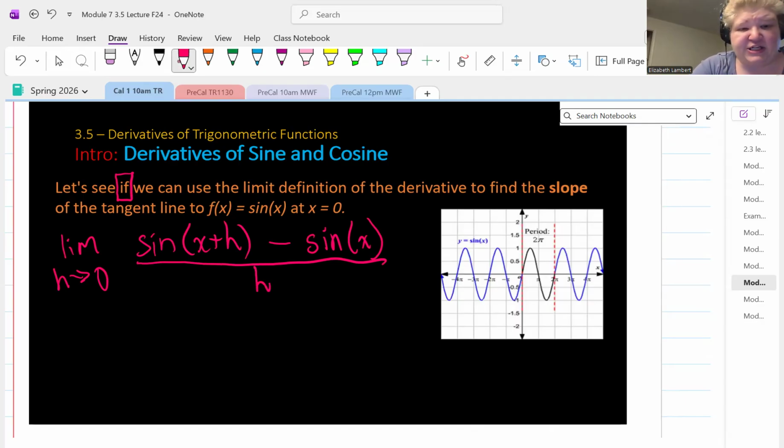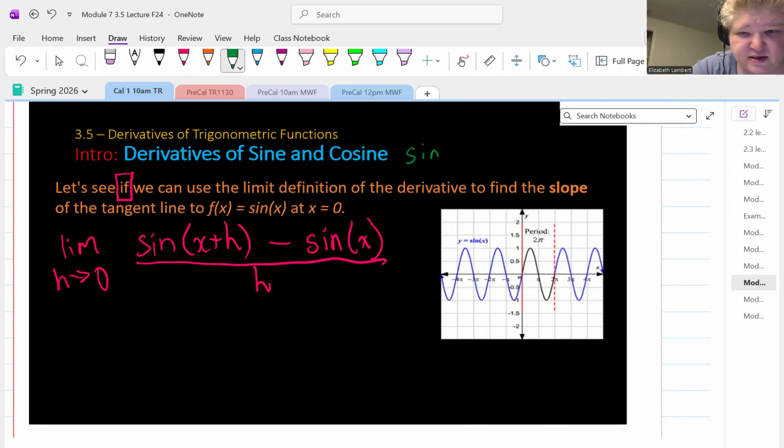So if I plugged in h equals 0 now, I would have sine x minus sine x on top, which would cancel out and be 0, divided by the 0 on the bottom. Problematic. So if we were actually going to work this out, the next thing is to use a trig identity that you may or may not remember because it's from the second half of the course.